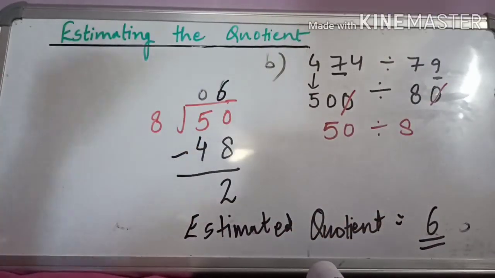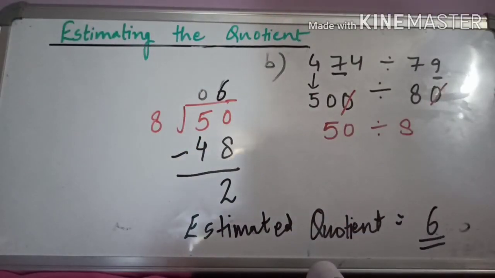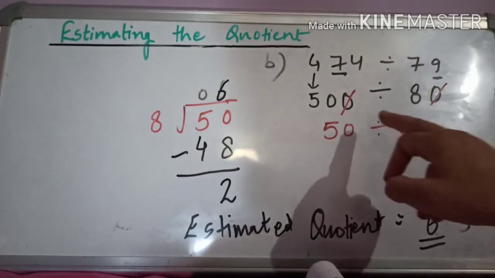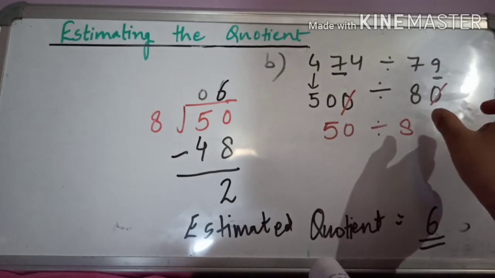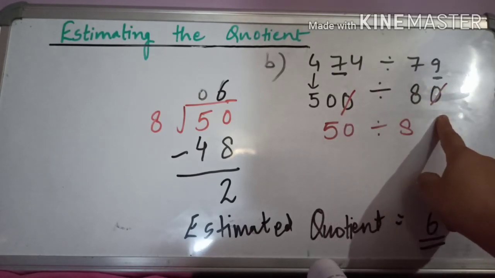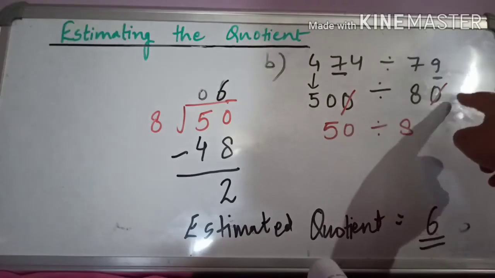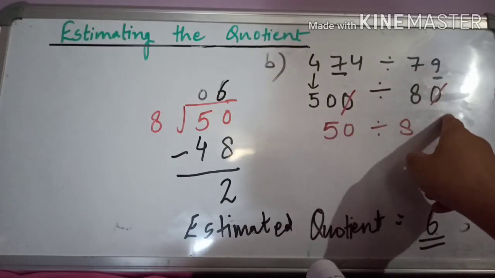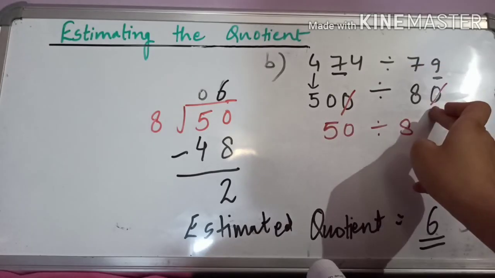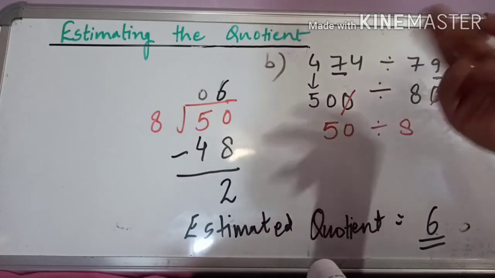So I hope now this thing, that is estimating the quotient, is clear to you. And just remember, whenever you are dividing the numbers having zeros in their divisor and the dividend, you will eliminate the least number of zeros. The least number of zeros, like in this case the divisor had only 1 zero, so you will eliminate 1 zero from both the dividend and divisor. If the divisor also had 2 zeros, you could have eliminated 2 zeros.